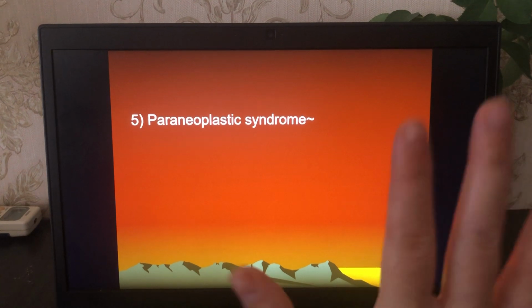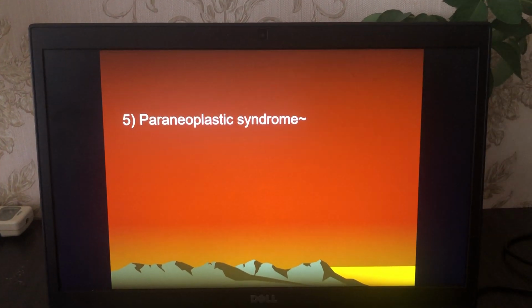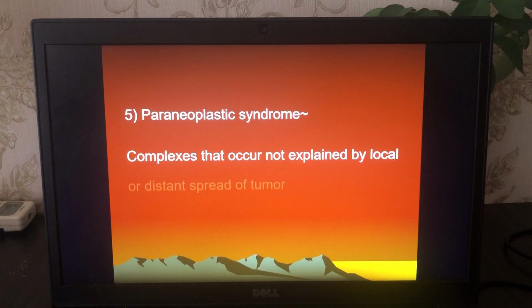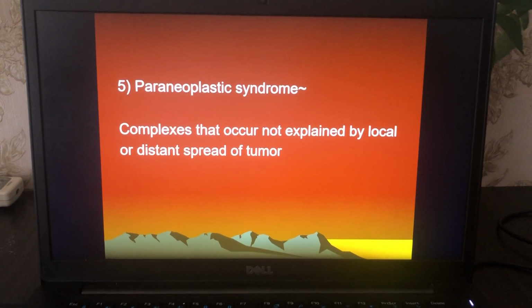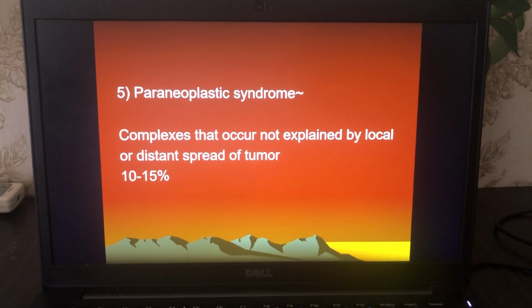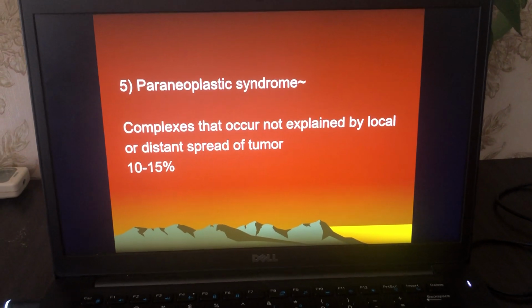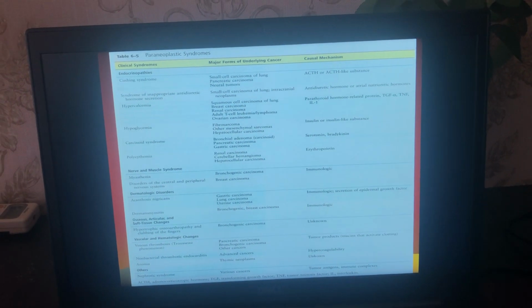Now, the fifth complaint that the patient might complain of is due to paraneoplastic syndrome. This is where complexes or abnormalities that occur are not explained by the tumor, either the tumor itself or the metastasis. Maknanya dia bukan typical one, bukan sakit kepala, bukan sesak nafas, bukan all that. 10 to 15% of patients with cancer will have this. The symptoms are totally different from the cancer itself.